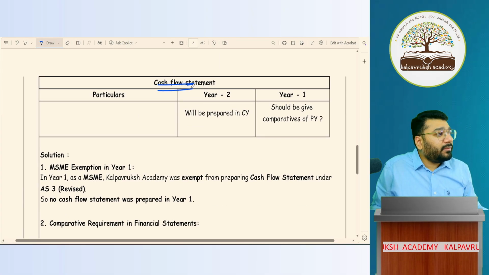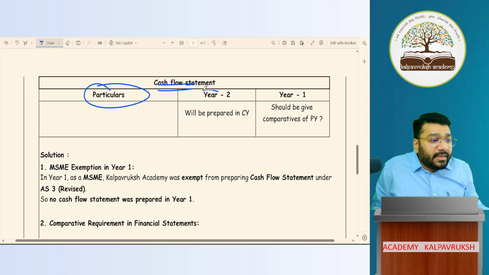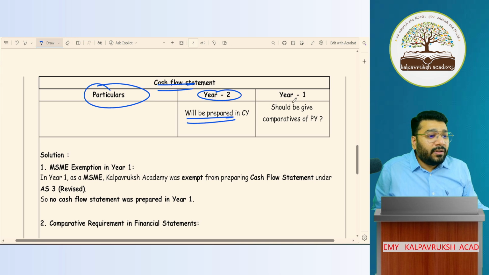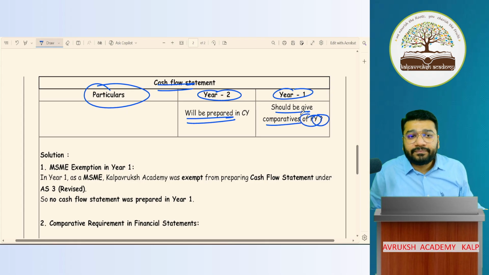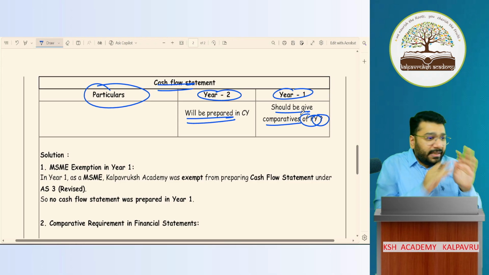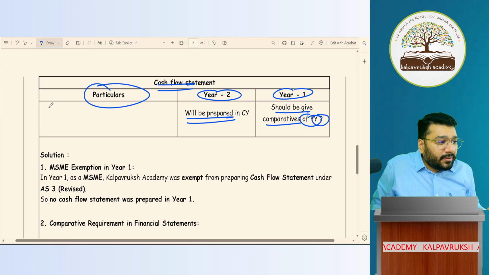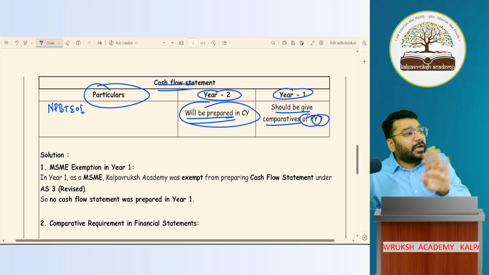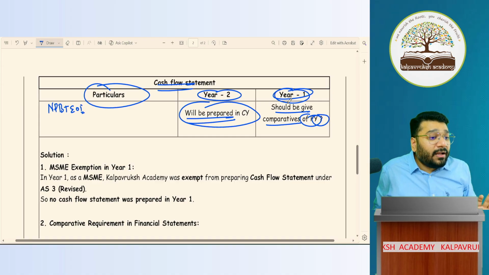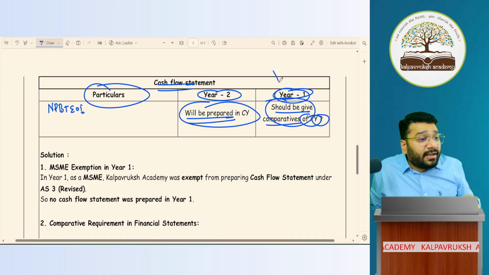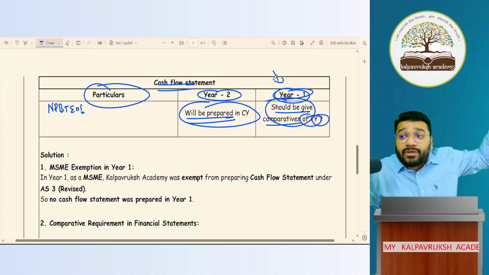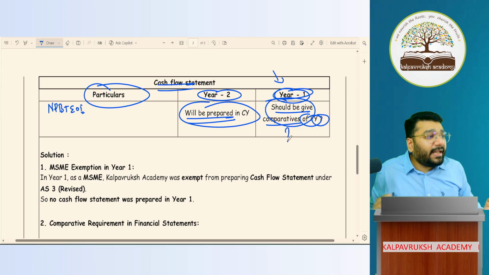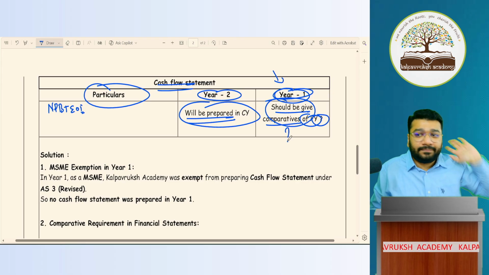Now, cash flow statement, format, particulars. Year 2 will be prepared in the current year. Year 1 should be given as comparative of the previous year or not. That's a question mark here. Understood? I have stated the problem. This is the cash flow statement format. Net profit before tax and extraordinary item. Current year's data is given. Generally, we give the comparative of the previous year. So year 1 data should be given or not given, because year 1 data I have not prepared in the last year, because last year was exempted. So should I prepare this data of year 1 and produce it in the current year or not?